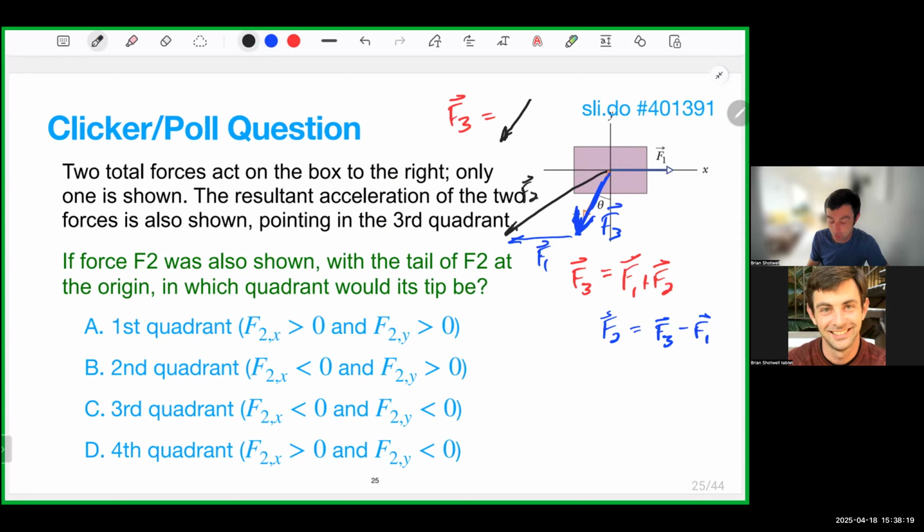But based on this idea that F3 is pointing down and left, and then you're adding in a vector that's pointing to the left, your resultant, this F2, is going to point down and left in this third quadrant. Right? The x component is negative and the y component is also negative. So what we needed here was that F3 points in the same direction as the acceleration. And we use Newton's second law for that.